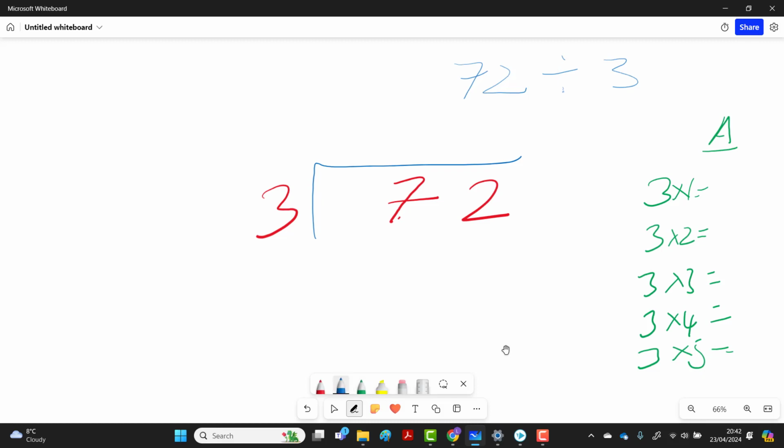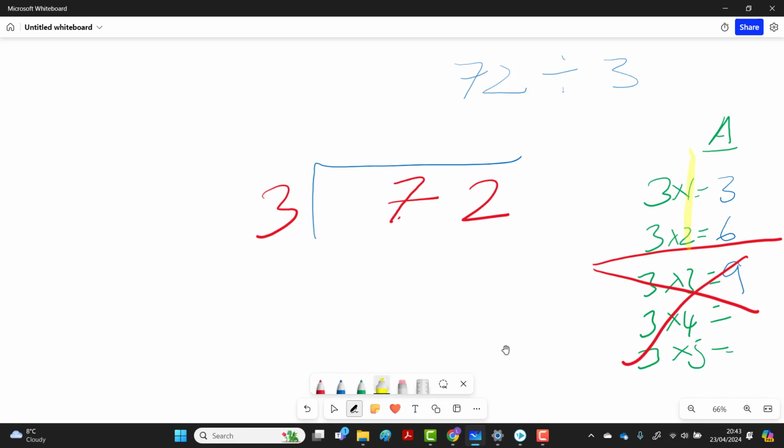So we'll put the answers in blue. 3 times 1 is 3, 3 times 2 is 6, 3 times 3 is 9. Now that is above 7. So we can't go above 7. We have to rub this out, and we stop at the one above that, which is 6. So how many 3s go into 7? 2 times.